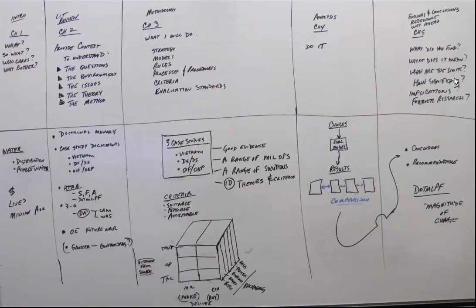In other words, what did he find? What does it mean? What are the limits of his insights? How significant are the findings? What are the implications for policymakers? And where are directions for future research indicated?